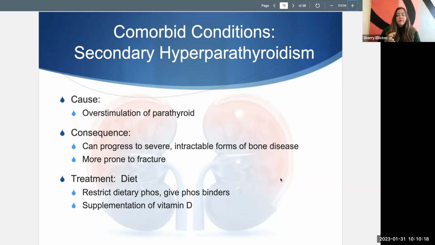What we give for MNT management of this is restricting dietary phosphorus. And you can also give patients something called phosphate binders. So when they're consuming food that has phosphorus in it, these binders are actually really big. They're like big horse pills. You can take these binders with food and it'll bind phosphate and then remove it. And then also giving supplemental vitamin D.